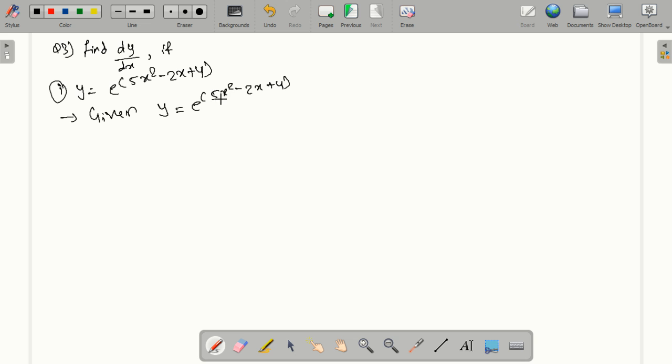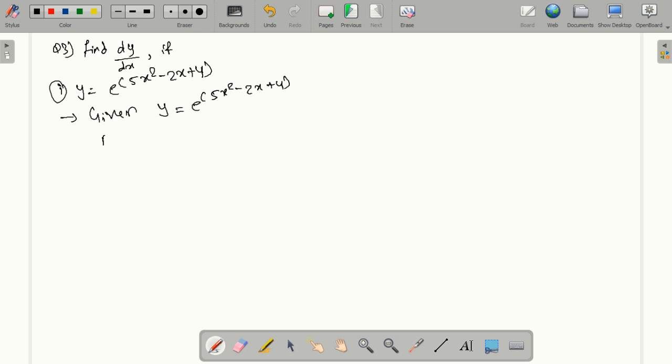So what you can do is you can assume that u is equals to this whole term. You can find du by dx, and then you can find dy by dx. Sorry, you will find first dy by du, then you will find du by dx, and by chain rule you will get the final answer as dy by dx. But remember, in the last class we learned a different method, right? And we are going to use that method, right? So that is also a chain rule.